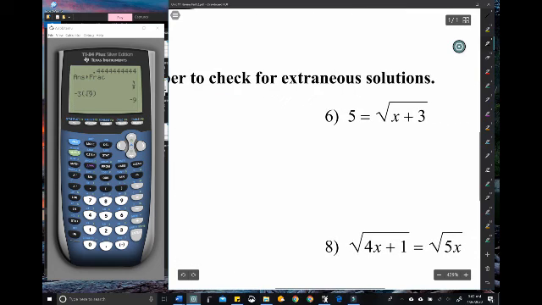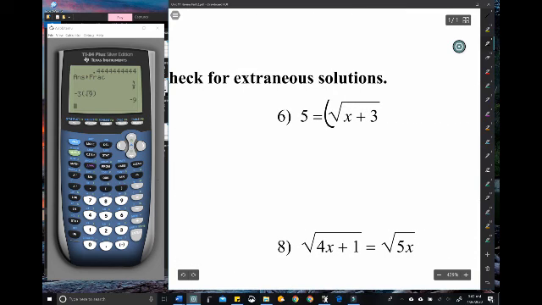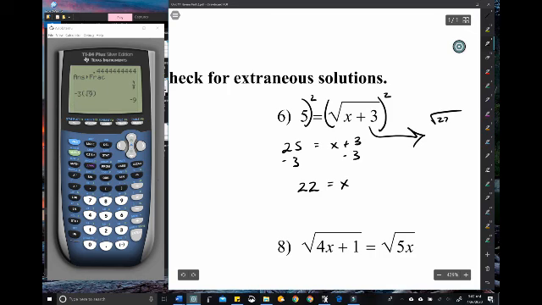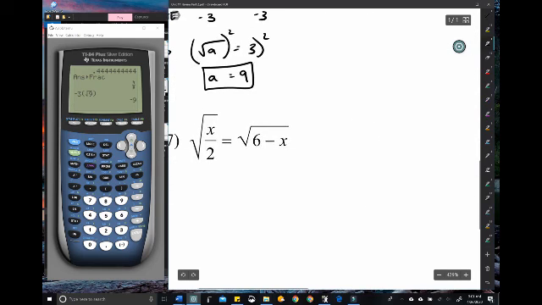Number 6, so the radical is by itself, this time we just have an operation inside, so we're going to square both sides. So 25 is equal to x plus 3, subtract the 3, that's 22 is equal to x. You can certainly take that and double check it. Square root of 22 plus 3, well, that's the square root of 25, which certainly is 5. So it checks out. Alrighty, so hopefully you're doing pretty well so far.